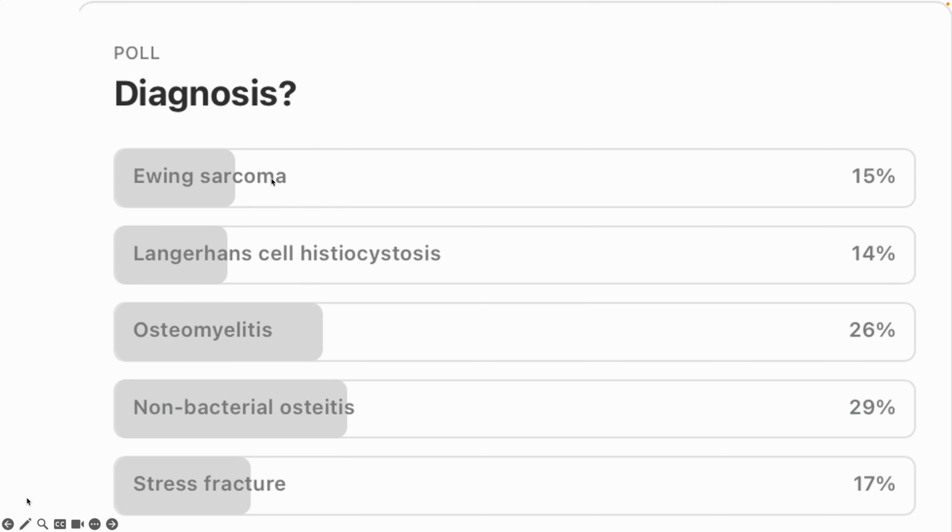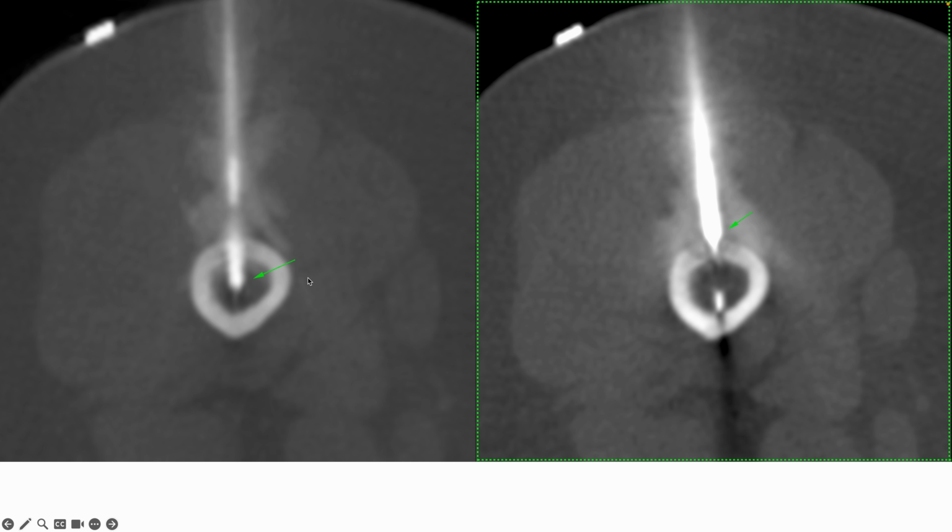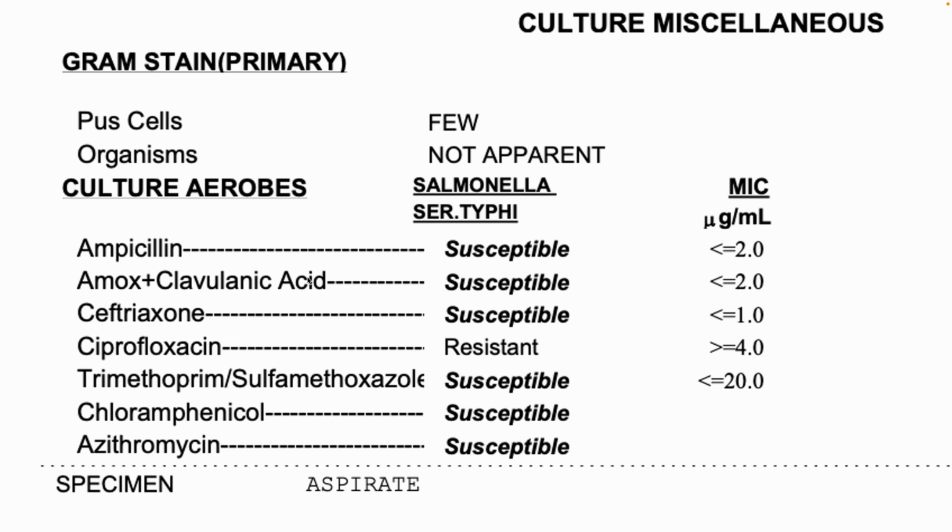So, yes, if you said Ewing sarcoma, that's always a possibility in this patient, as is osteomyelitis. So I would say that about 41% of people got it right, but the rest didn't. And so I biopsied it, and it turned out to be Salmonella typhi osteomyelitis.